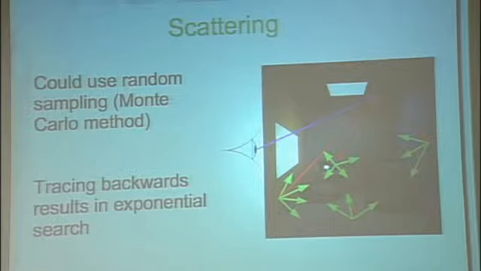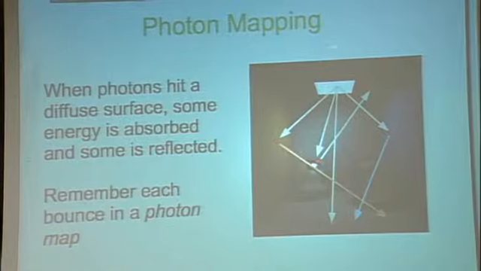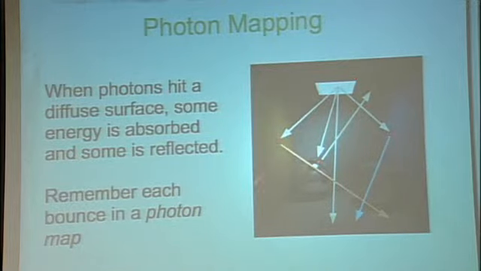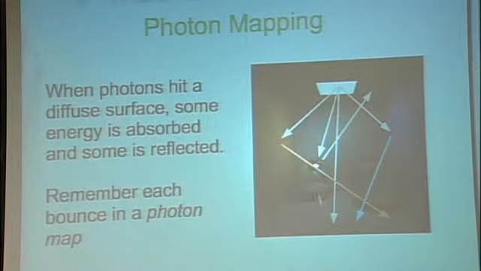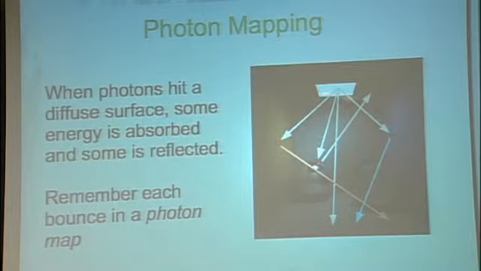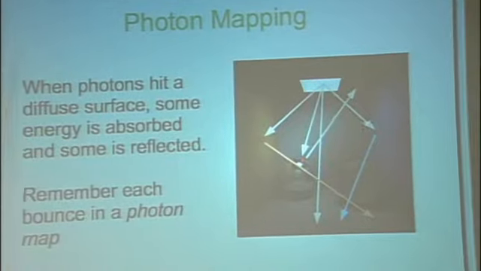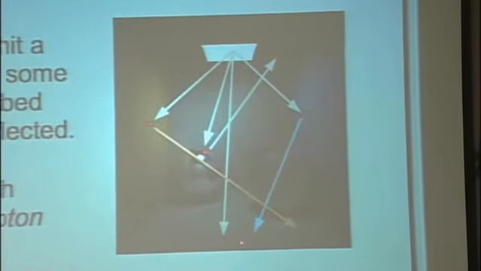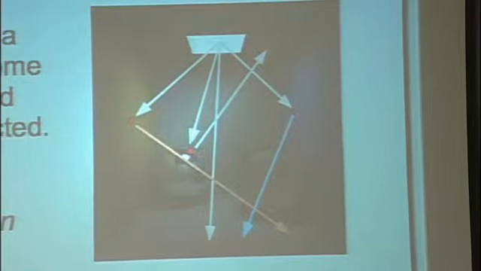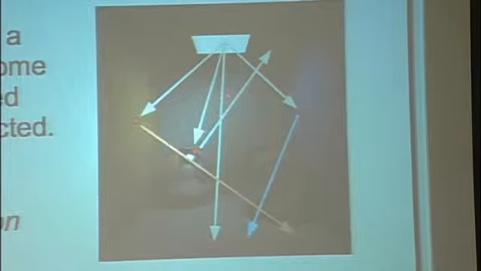So what you have to do is trace forwards. So you start at the light source, and you cast photons in random directions and let them bounce all around the scene until they get absorbed. Now, when a photon bounces, a bunch of light gets absorbed, but not all the light. And so the rest of the light keeps reflecting. And depending on the kind of material, different amounts and colors of light will be reflected.